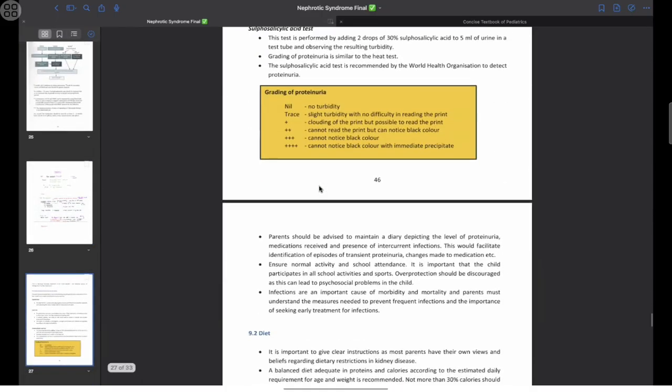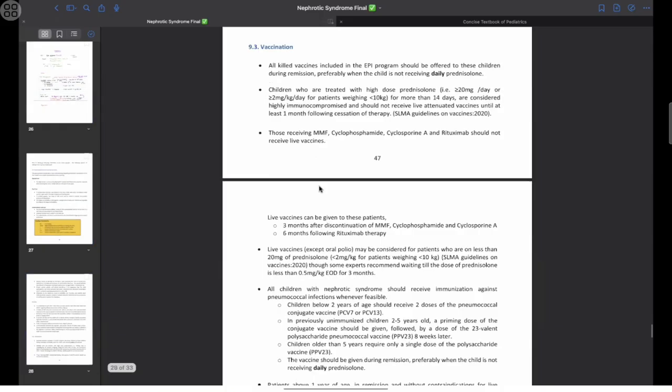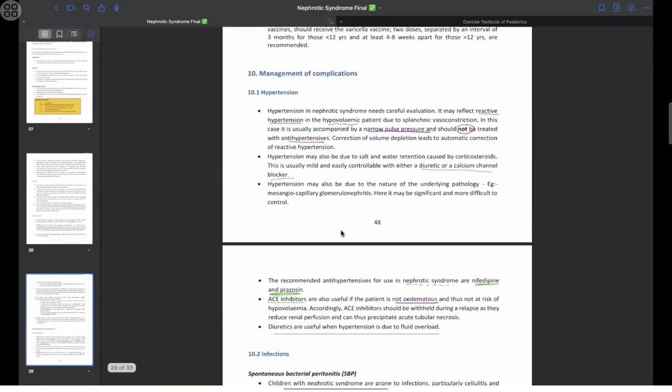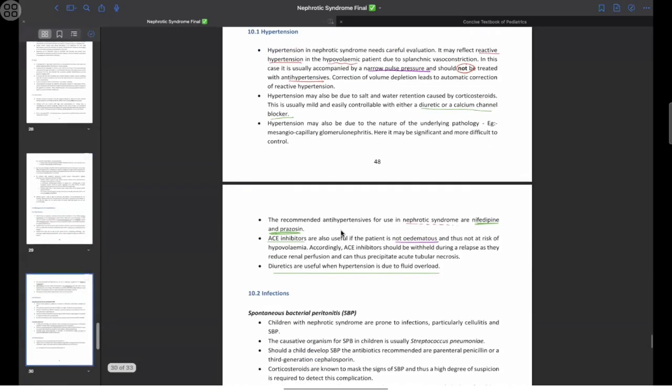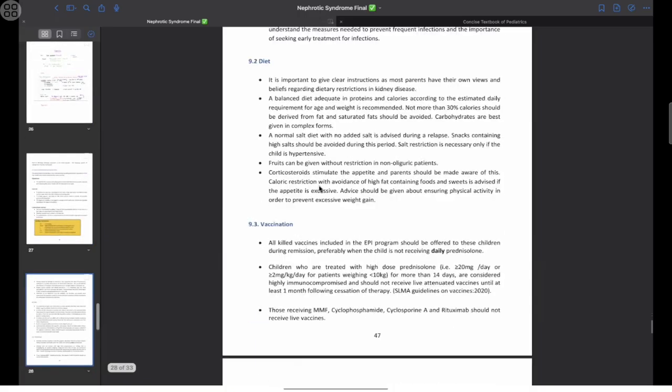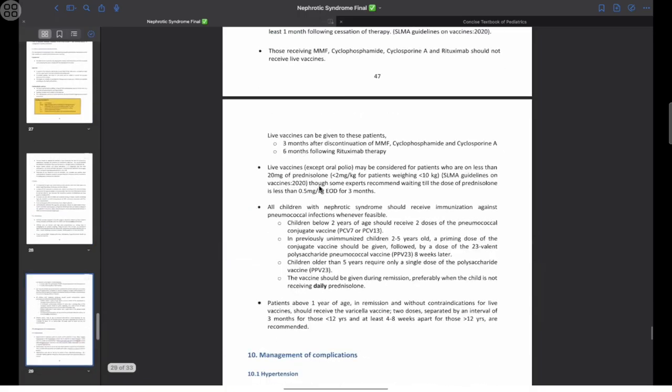Other test is a urine test. Diet I spoke about. Vaccination I spoke about. Hypertension, most likely they won't ask here. This I spoke about. Varicella infections, I don't think they will ask.